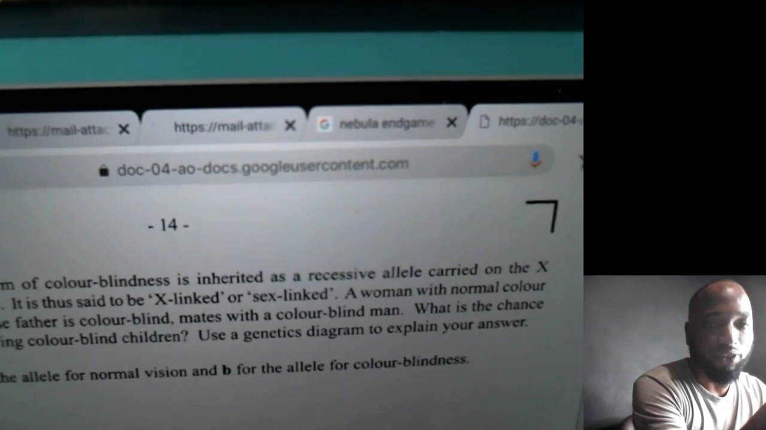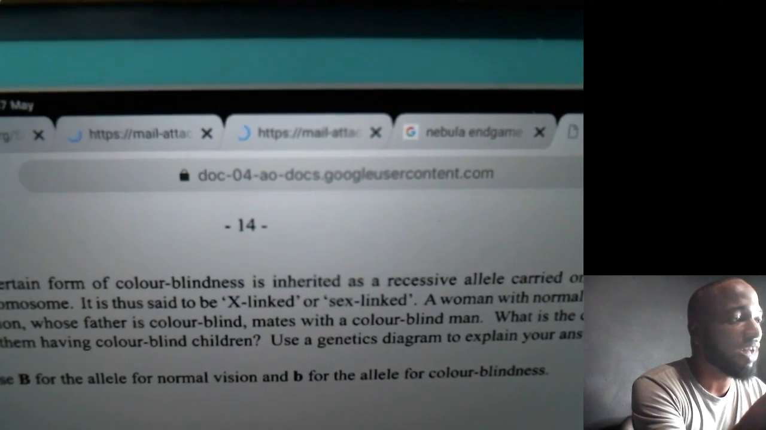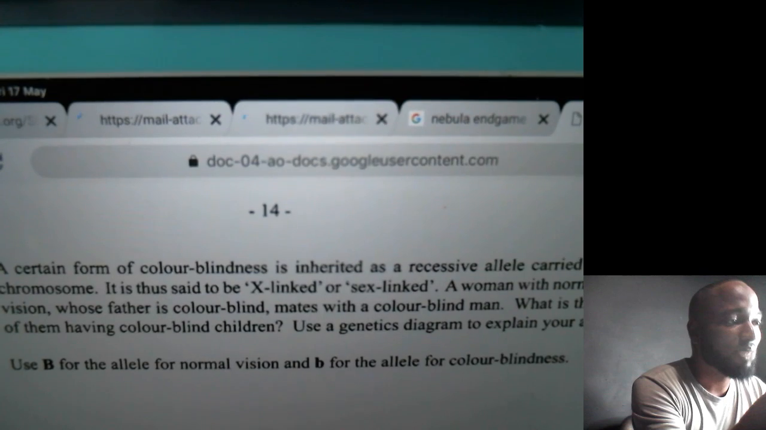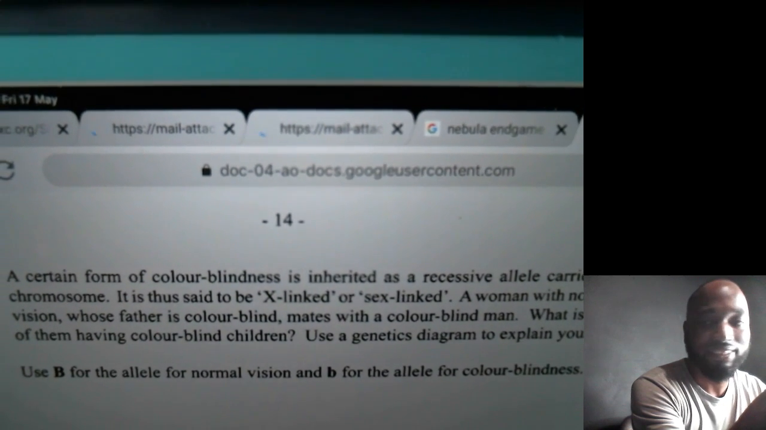A woman with normal color vision whose father is colorblind mates with a color-blind man.